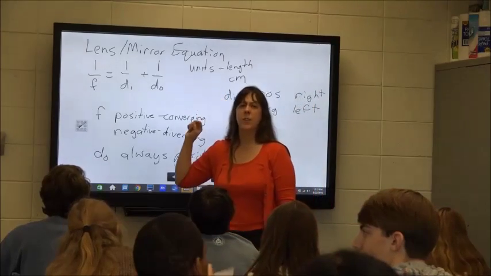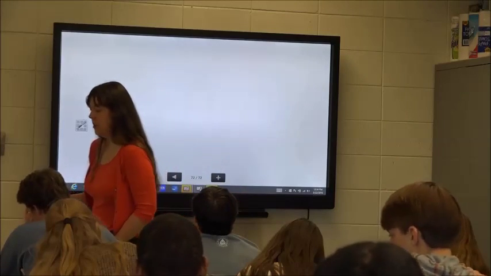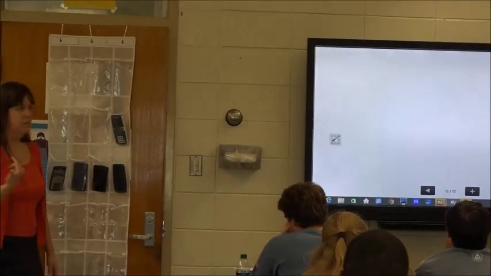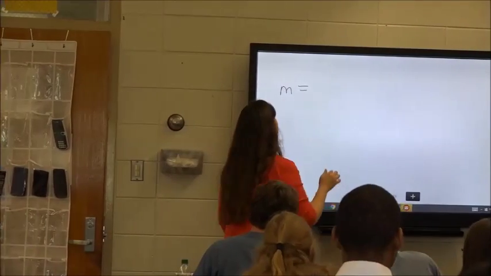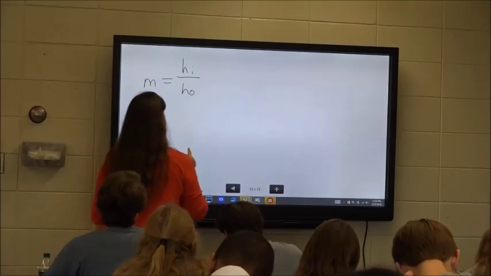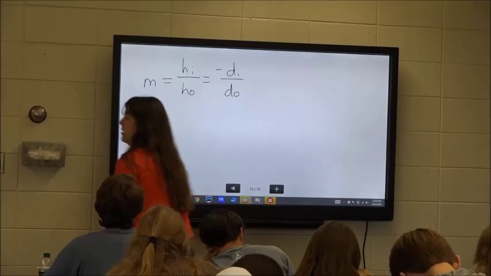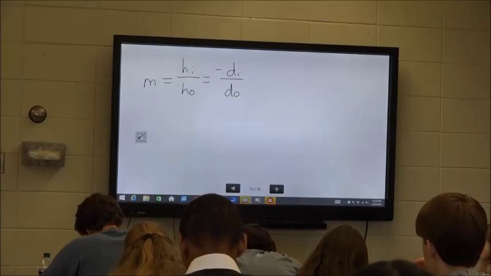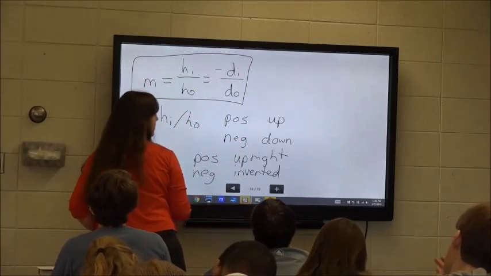Does this equation tell us everything we need to know? No. What is this equation not telling us? The size. When I talked about the properties of the objects, I said we would measure size either by image height or by magnification. Good. Another M word. Magnification is equal to the image height divided by the object height. It's also equal to negative image distance over object distance. So the farther the image is from the mirror, the larger it's going to be. These two equations are all we're going to need for mirrors and for lenses, for both kinds of mirrors and for both kinds of lenses.